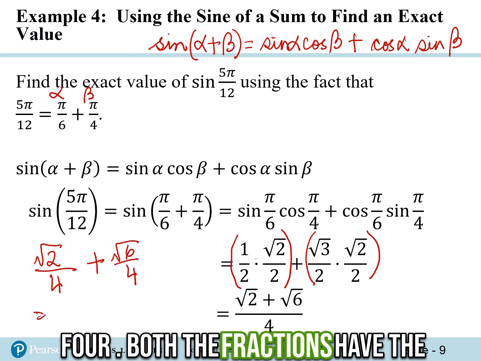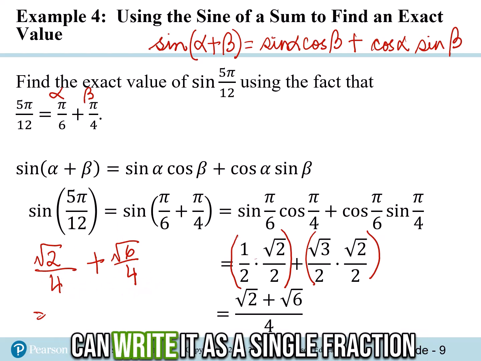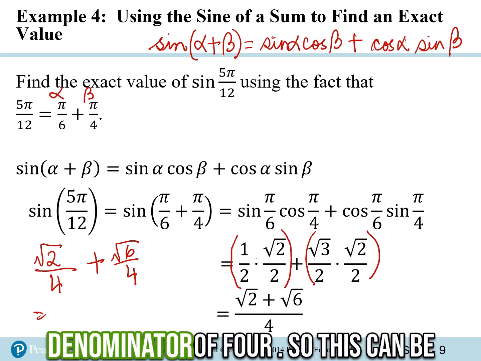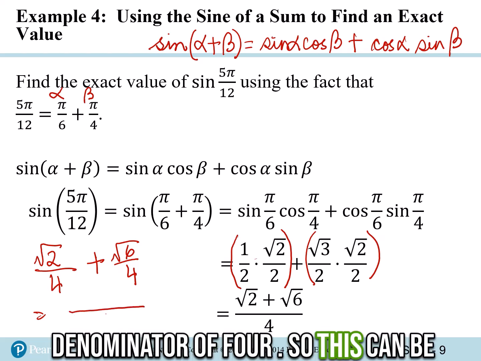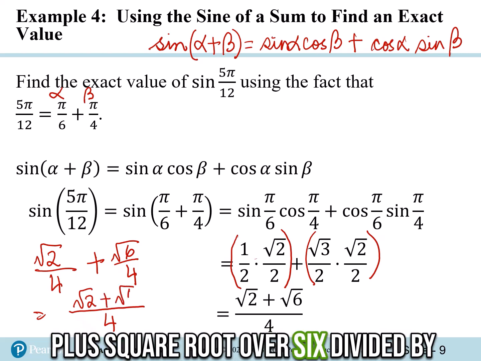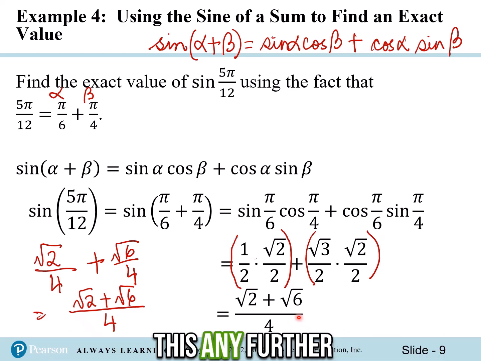Both the fractions have the same common denominator, so we can write it as a single fraction by putting it under the common denominator of 4. So this can be written as square root of 2 plus square root of 6, divided by 4, and that is what they got here as well. We cannot reduce this any further.